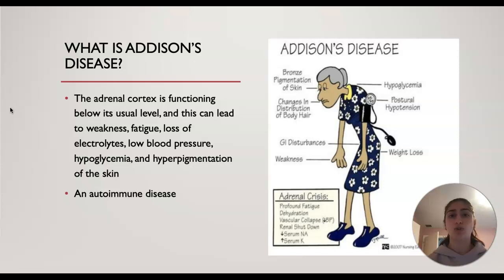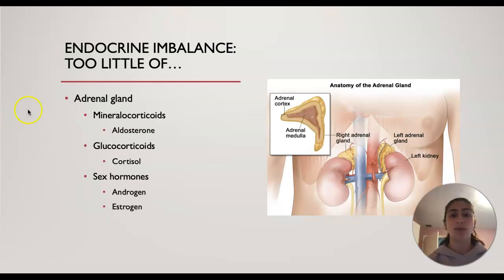Addison's disease is also known as an autoimmune disease, and this is where the immune system of the body is attacking itself. And in this case, the immune system is attacking the adrenal cortex. Within the adrenal gland, the adrenal cortex is responsible for producing mineralocorticoids like aldosterone, glucocorticoids like cortisol, and sex hormones like androgen and estrogen.